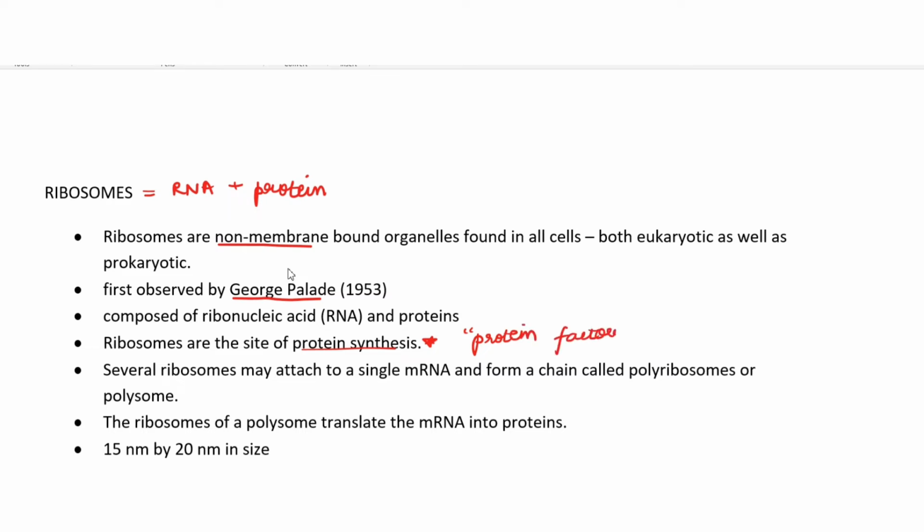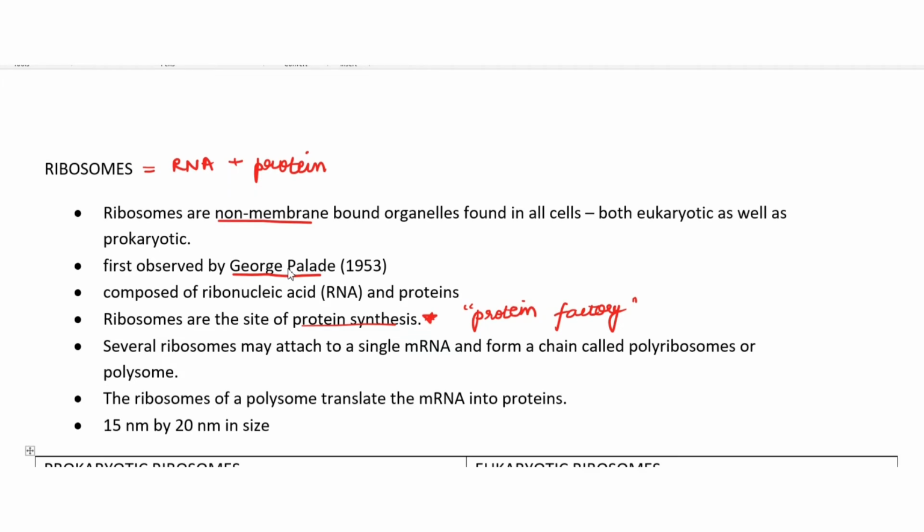Control room of the cell is the nucleus. Protein factory of the cell is the ribosome. Recollect the alternate names. Okay. So several ribosomes attach to a single mRNA to form a chain known as a polyribosome or polysome. So this is a ribosome which has two units, a smaller and a larger subunit, and these ribosomes get attached to a single mRNA, and this together is known as a polysome.